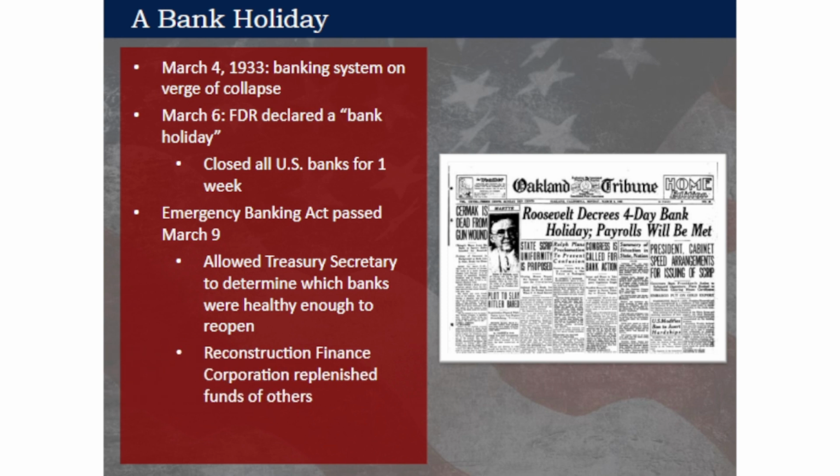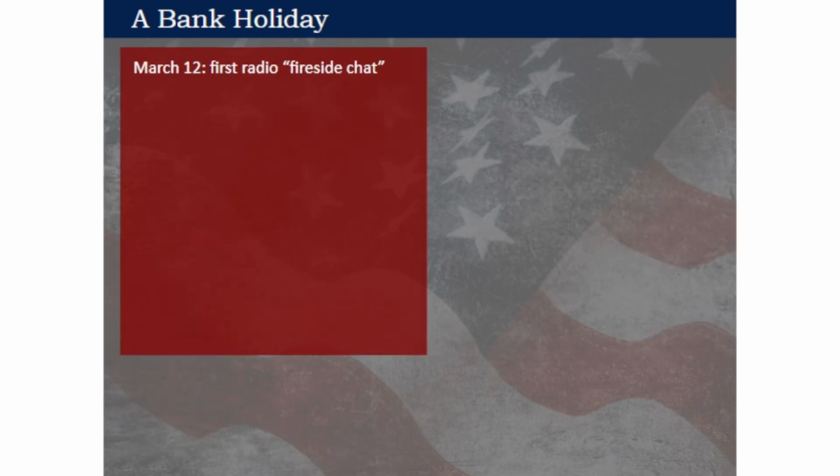Money from the Reconstruction Finance Corporation, an agency that had been established under Herbert Hoover, was used to replenish the funds of other banks so that they could reopen with the government's confidence. On March 12th, a Sunday, the president took to the radio airwaves to explain what would happen next.